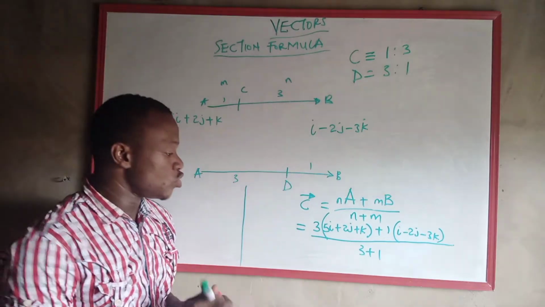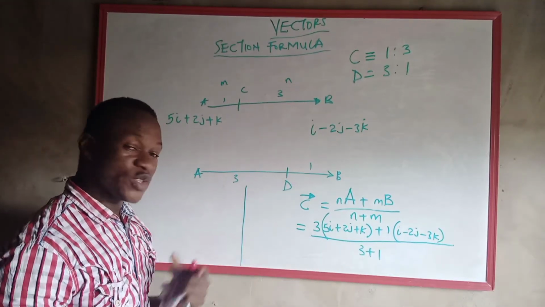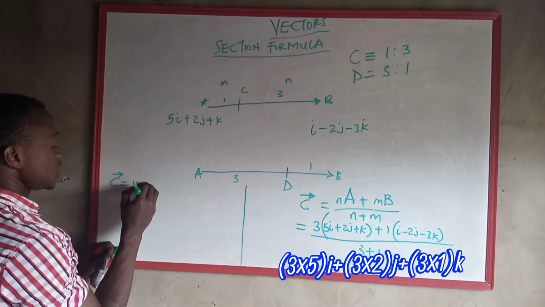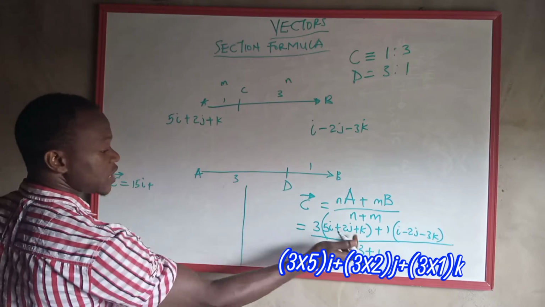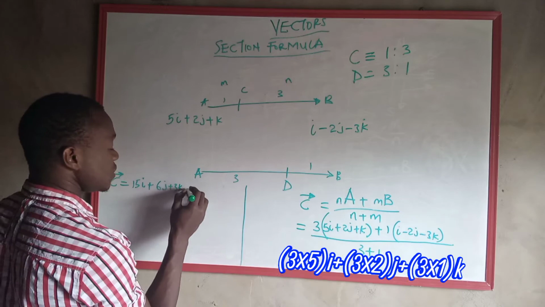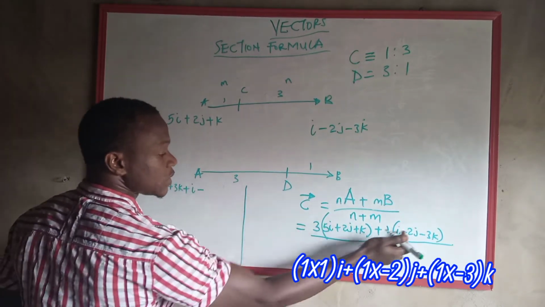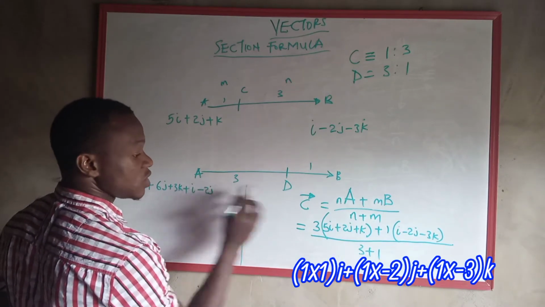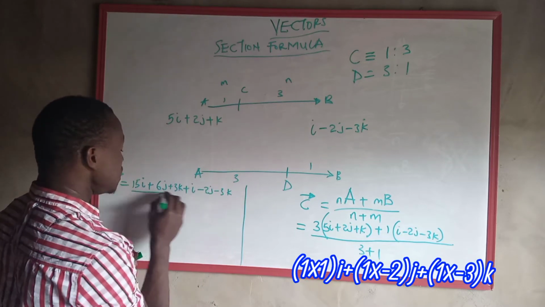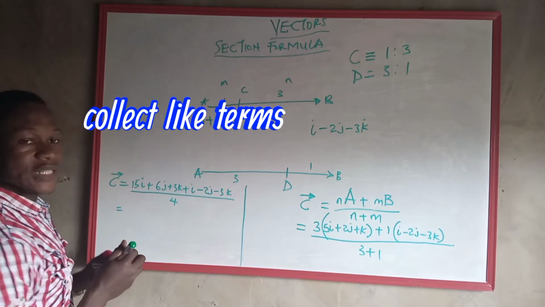If you don't know how to do this addition and subtraction in vectors, check our video on vectors so you'll be able to understand it fully. So 3 times 5 gives us 15i, plus 3 times 2 gives us 6j, plus 3 times k gives us 3k. Then we have plus 1 times i gives us i, minus 1 times 2 gives us 2j, minus 1 times 3 gives us 3k, divided by 3 plus 1, which is 4.